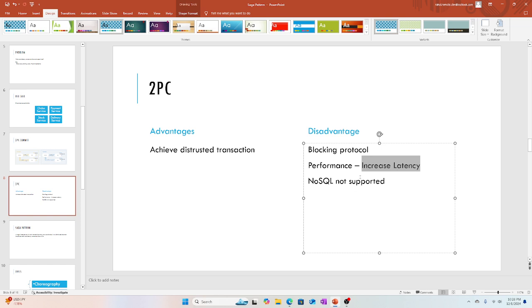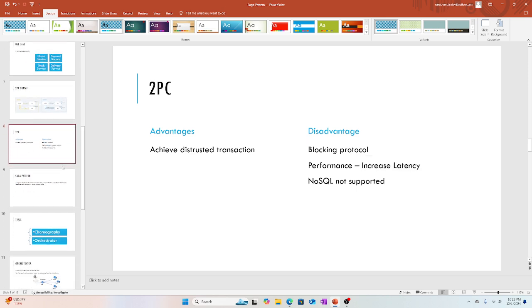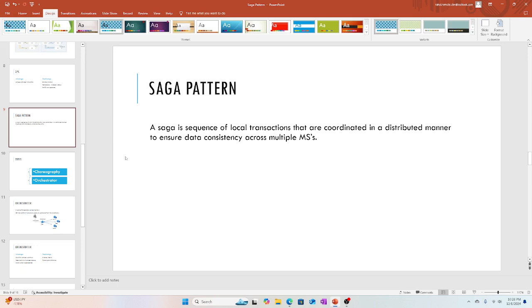And there are some databases that are not able to perform 2PC, like NoSQL databases, which are not supported for 2PC. To overcome this problem, we have another pattern, which is called the Saga pattern. The Saga pattern is a sequence of local transactions that are coordinated in a distributed manner to ensure data consistency across multiple microservices.